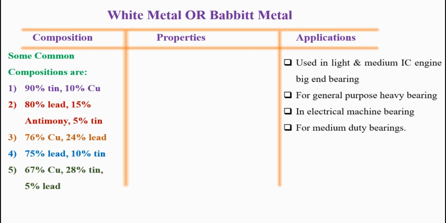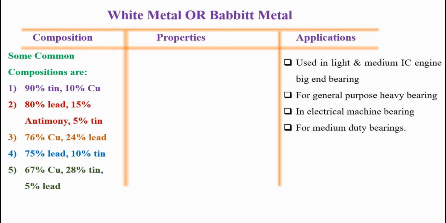So guys, I want to show you the composition, properties and applications of white or Babbitt metal. If I am talking about the composition of Babbitt metal, some common compositions are, please see, 5 different compositions given for this white or Babbitt metal. The first composition contains 90% tin and 10% copper. See guys, it contains 90% tin and 10% copper.